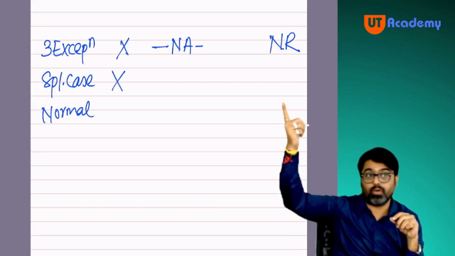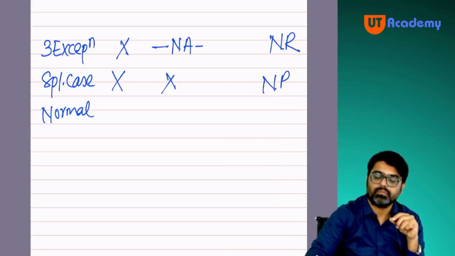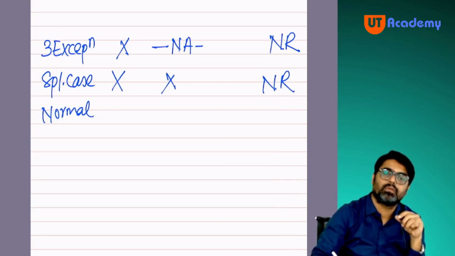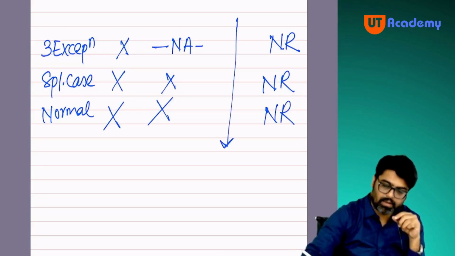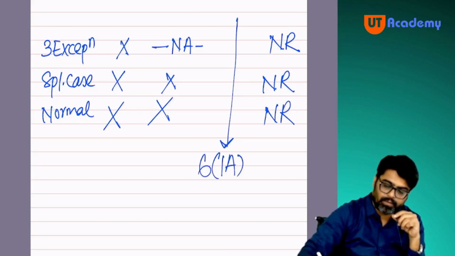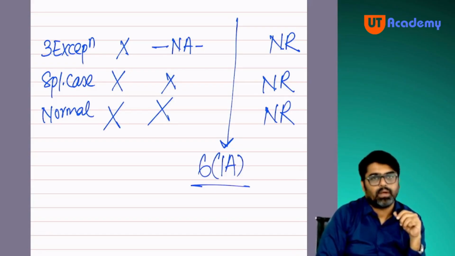Special basic condition B was applicable, yes or no? That also not fulfilled. Normal case, basic condition A, normal basic condition B not fulfilled, you become a resident, but there will be a hurdle. 6(1)(a). Now I will talk about 6(1). Understanding?